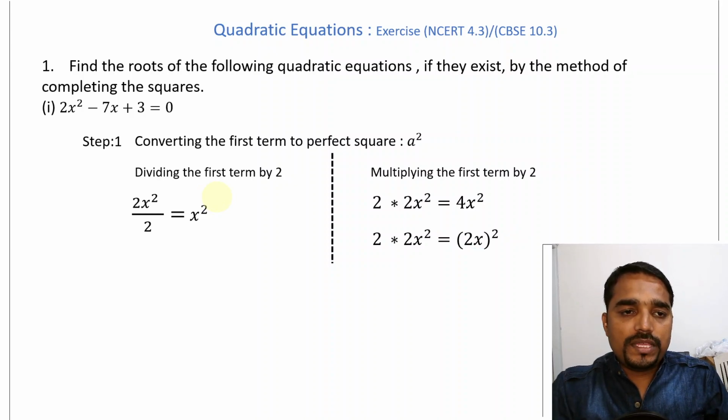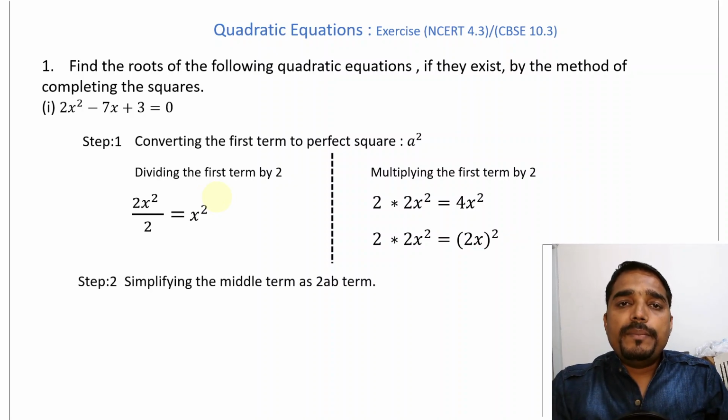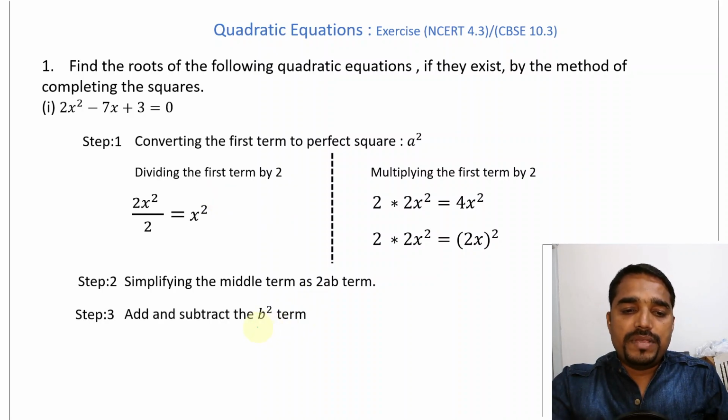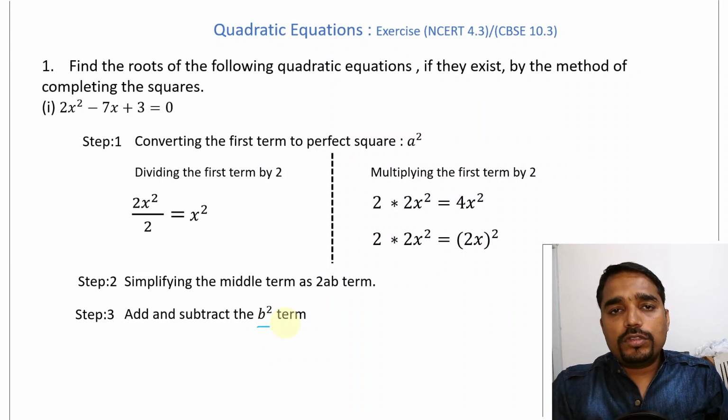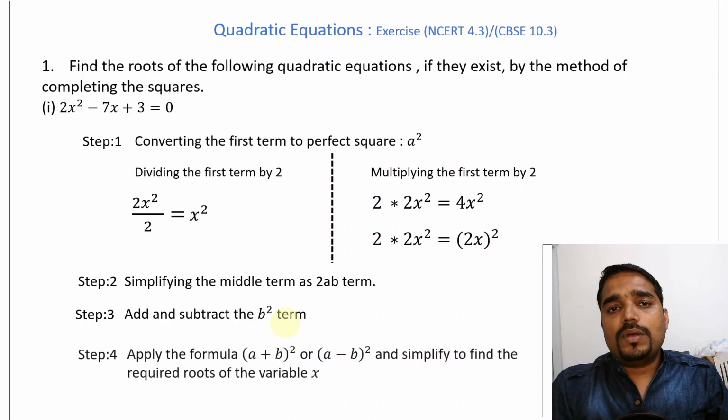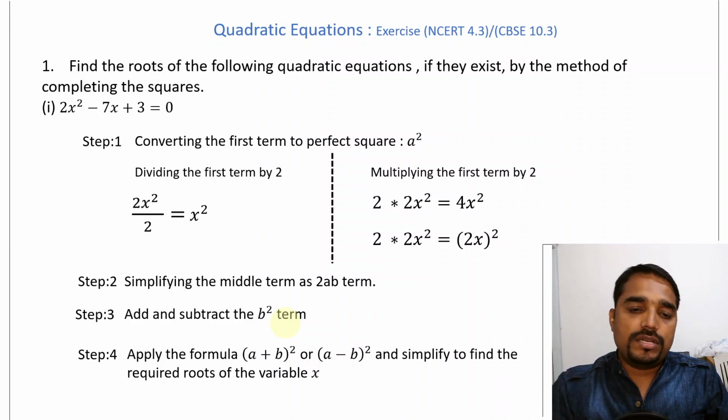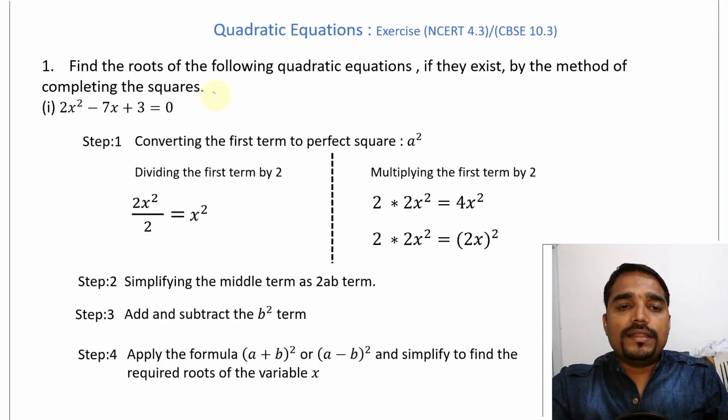Step number 2 is to convert the middle term of the equation into a 2ab term, and the third step is to add and subtract b square. Finally, the fourth step is to apply a plus b whole square or a minus b whole square, and then we simplify to find the roots of that particular equation. These four steps ensure that we are following the completing the squares method.